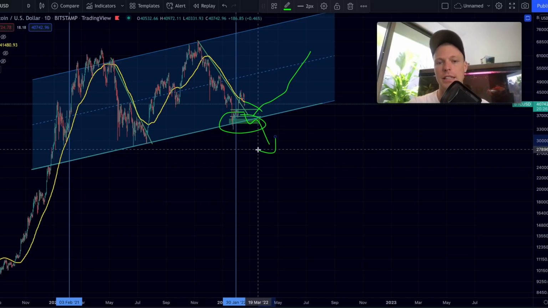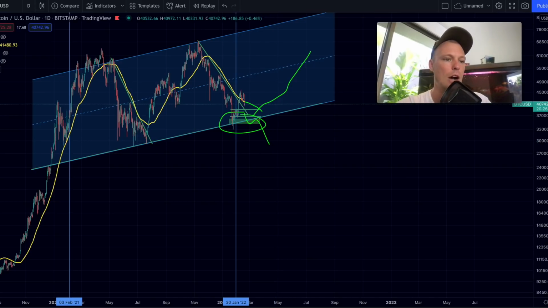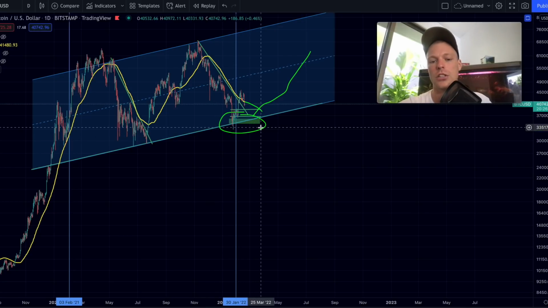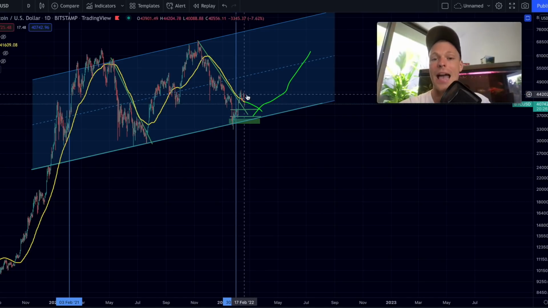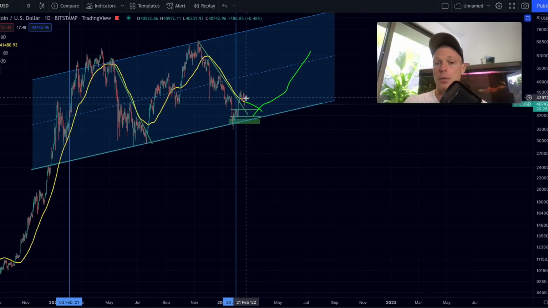I personally think that is the less likely scenario. However, I still want to be open to that scenario, and I want to be prepared for that whenever that might occur. That was also the reason why I'm hedging my position after Bitcoin has lost the 50 daily moving average.